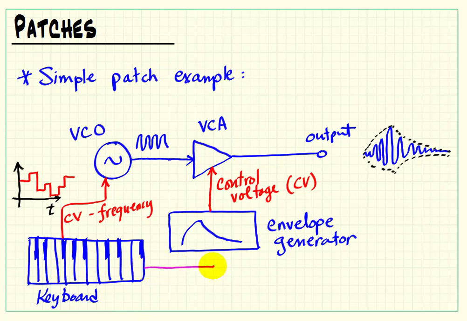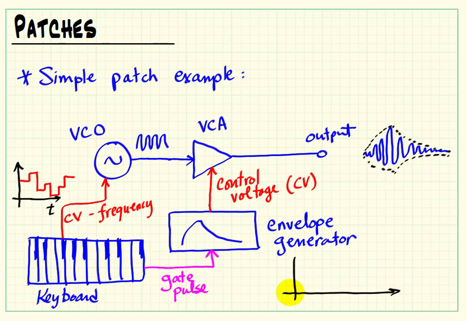The other voltage coming out of the keyboard is called the gate. And this gate signal is on whenever any one of the keys is pressed. And it's simply more of a digital type signal. It's either on or off.